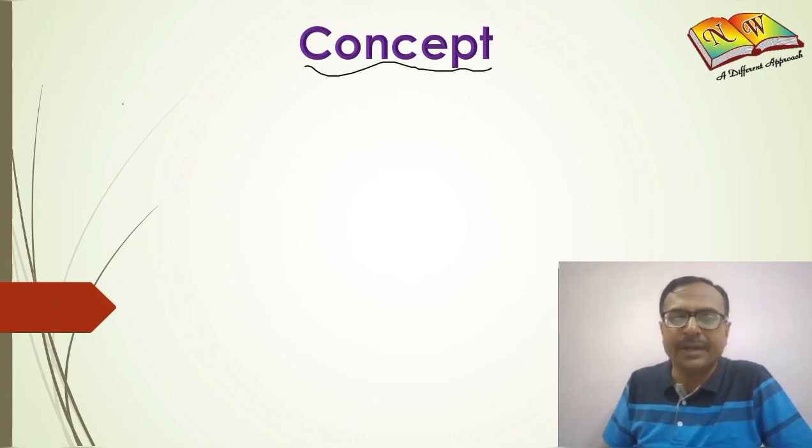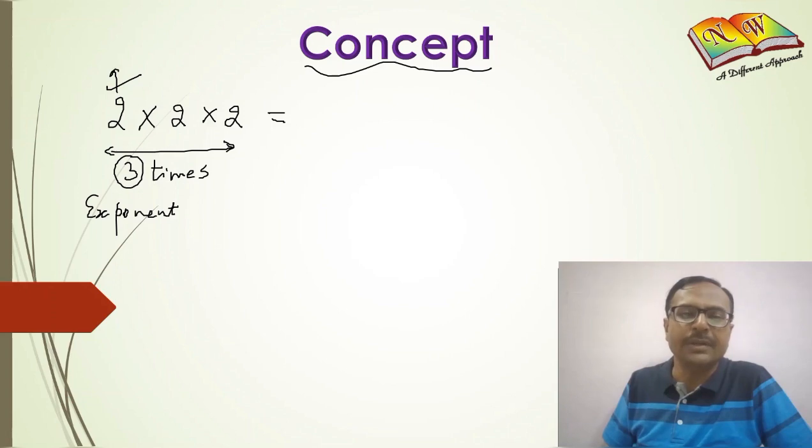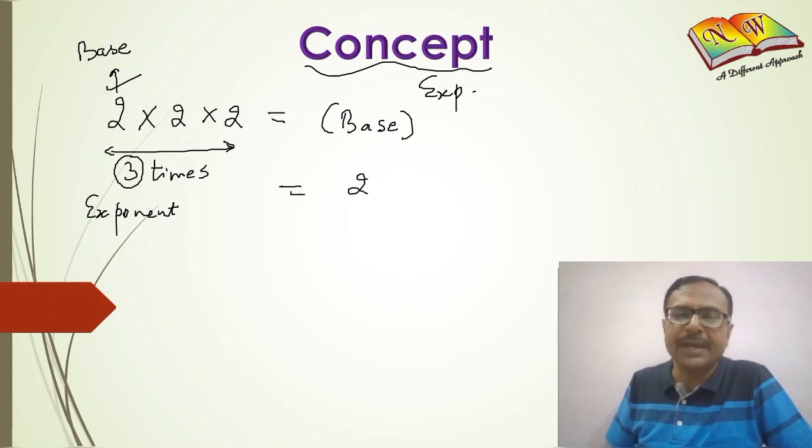When we have a number which is multiplied by itself many times, like 2 times 2 times 2, how many times does 2 occur here? It occurs 3 times. So this 3 is known as the exponent, and the number being repeated, that is 2, is called the base. We express this product as base raised to power exponent. So the base in this case is 2 and the exponent is 3. We call this 2 raised to the power 3 or 2 to the power 3.